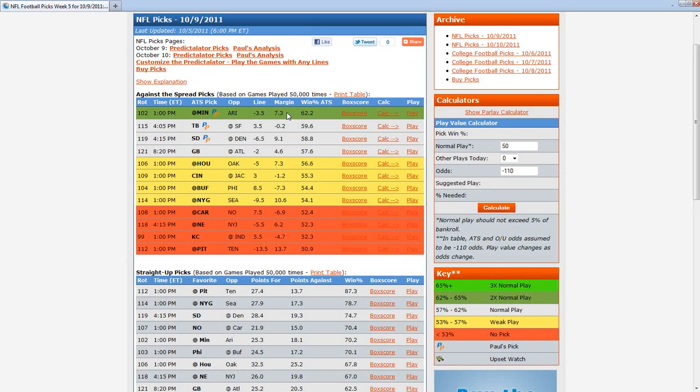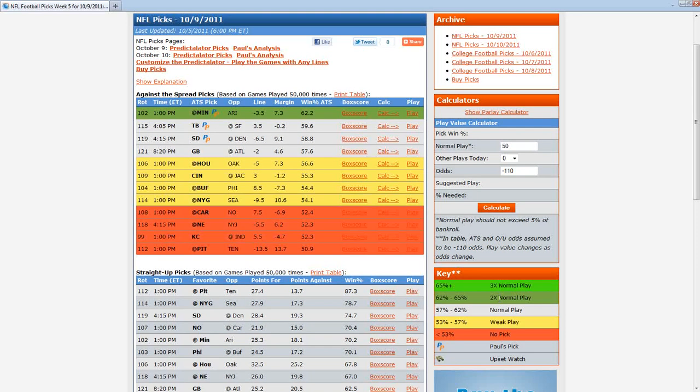While the consensus line at the time this was published on Wednesday is that Minnesota is favored by 3.5 points, we would suggest it should be closer to 7 points, or at least Minnesota should win by about 7 points on average, and they cover that spread 62.2% of the time. It's obviously very significant, and you can see by this green color that corresponds to 2 times a normal play.